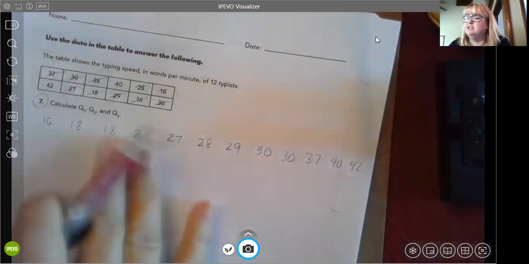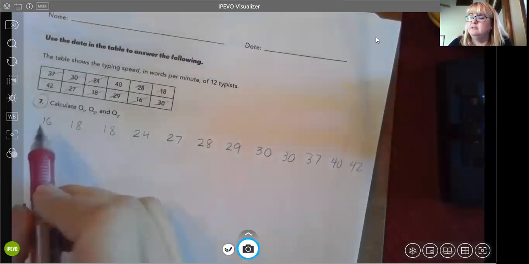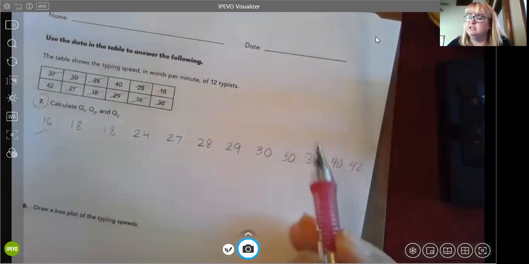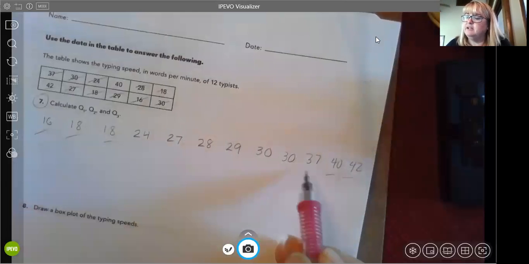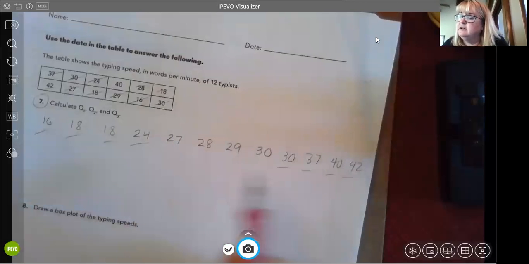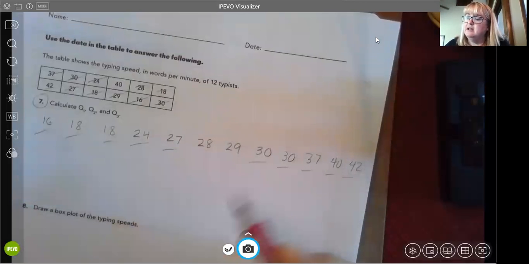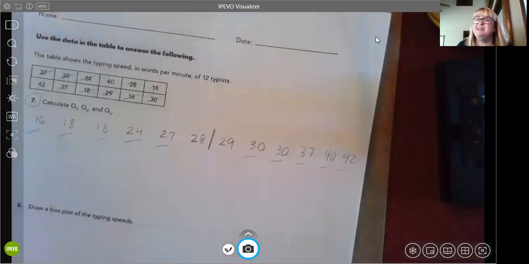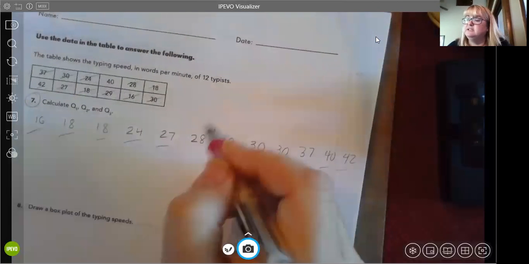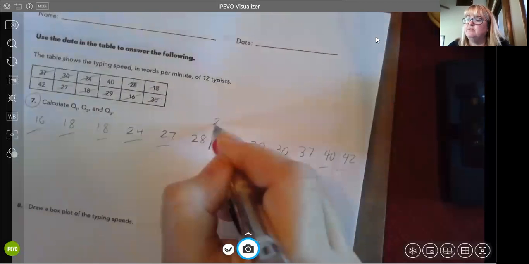So the first thing we need to do is figure out the median. Smallest, largest, smallest, largest, smallest, largest, smallest, largest, smallest, largest. Okay, we've got 2 in the middle, 28 and 29. Our median is right between there. So the median would be 28.5.